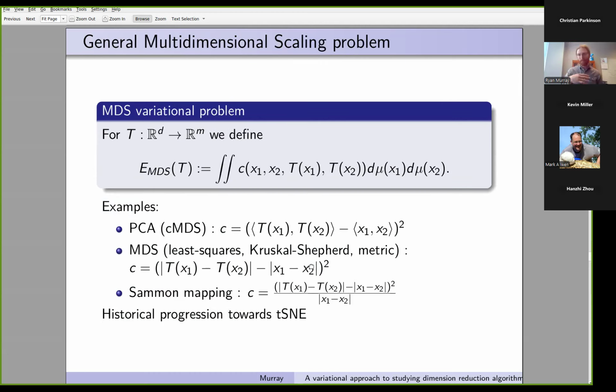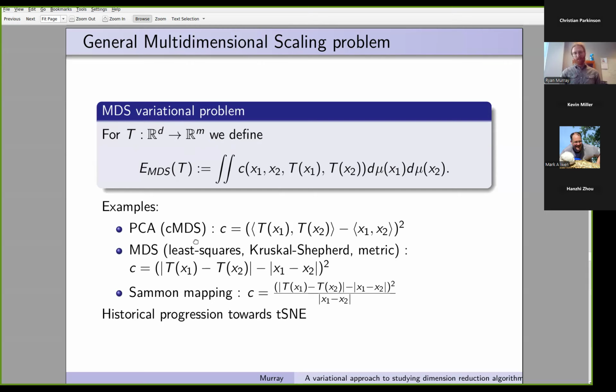Okay, so now coming back to the dimension reduction problem, after a little interlude about OT. I'm going to write down what I'll call a generalized multidimensional scaling problem, in which I'm looking for a mapping T, which maps R^D to R^m. It has this double integral, and then I have this general cost function, which takes as input x1 and x2, and T of x1 and T of x2.